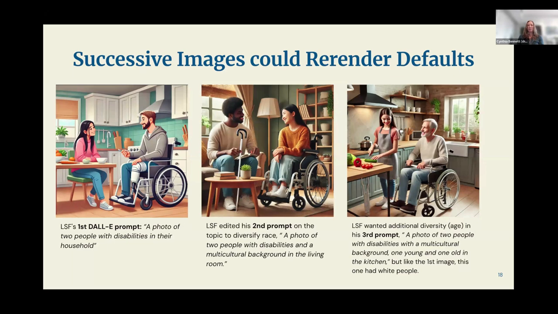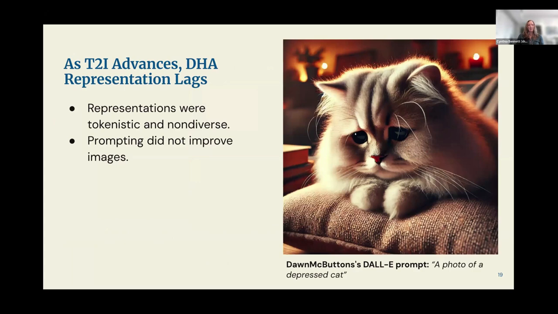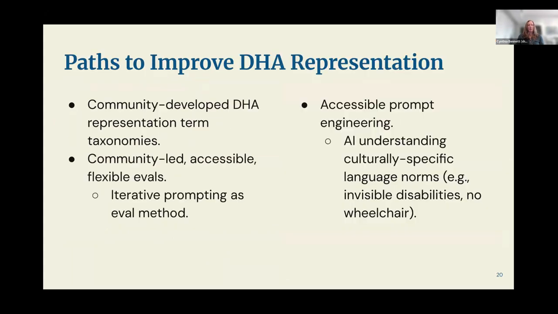And so this demonstrated the model's inability to recognize complexity in participants' prompts and reiterated the representational harms by reverting back to showing default white imagery. Next slide. So as T2I expands, representation is lagging. As I demonstrated, prompting representations were often tokenistic and non-diverse, and prompting did not improve images. And next slide. So just sharing some paths toward improvement.